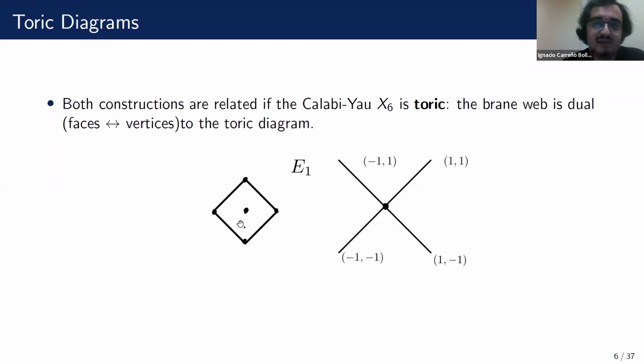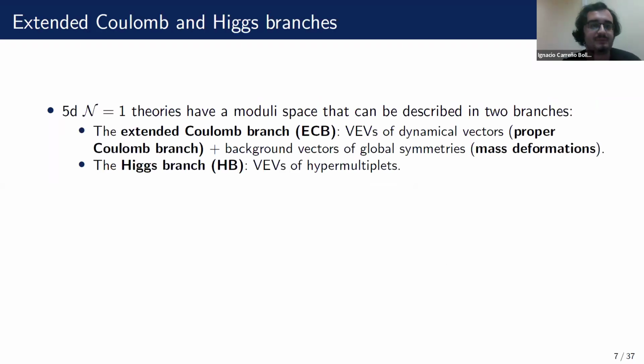So this way we can translate from the brane web to the toric diagram, and vice versa. The SCFTs living here have 5D N=1 supersymmetry, which have a moduli space given by their supermultiplet content. First we can talk about the extended Coulomb branch, which is given by the vectors of vector supermultiplets. We distinguish between dynamical vectors, which correspond to the proper Coulomb branch, and additionally vectors which correspond to background gauge fields of global symmetries, which we will see parameterize the mass deformations to these UV SCFTs. Additionally, we have the Higgs branch, which is given by the vectors of hypermultiplets.